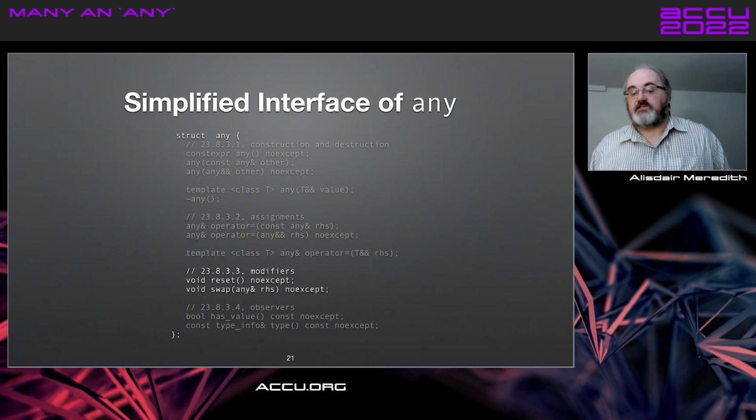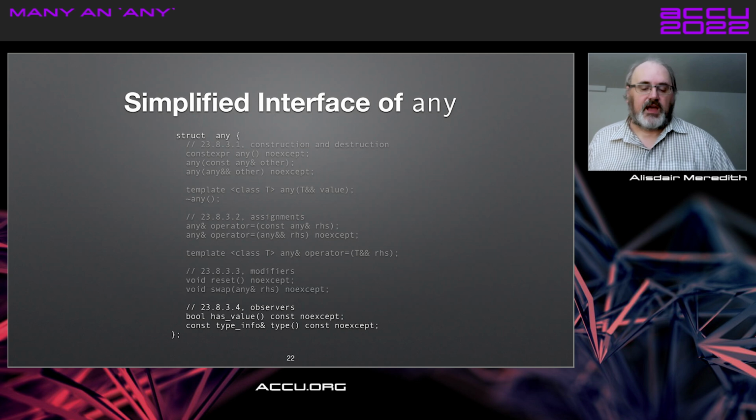The other modifiers this type supports are a reset operation to clear out the state and destroy whatever the stored object is, and to swap two objects efficiently in a way that they don't throw exceptions. And our two observers. We've got a function that tells us whether or not the any object holds a value, and something that can tell us what type that stored value has. As for how we actually get the value itself out of the any, we will look at that further through the presentation.